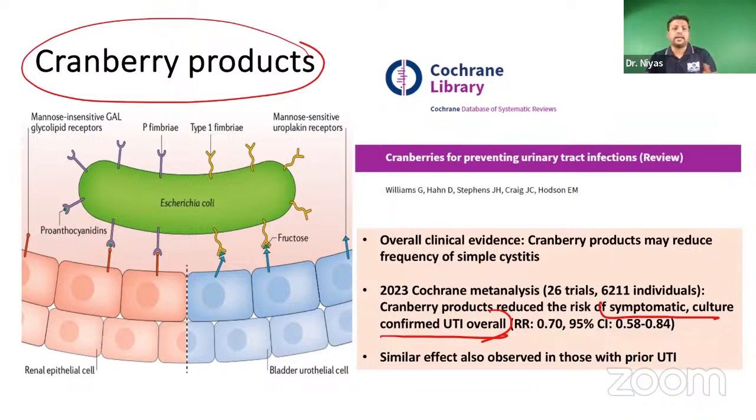So the mechanism is that these cranberry products have something called proanthocyanidins, which can bind to the P fimbriae on E. coli. Now, this P fimbriae is used by E. coli to bind to the uroepithelial cells. So this is blocked by the proanthocyanidins. So again, there is some evidence to suggest that cranberry products have some role in prevention of recurrent urinary tract infections.